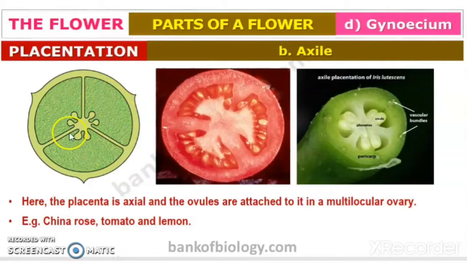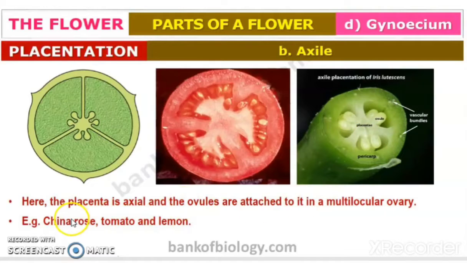So here the placenta is axial, which means it is in the central portion, and the ovules are attached to it in a multilocular ovary, right? You can see in this picture, children, this is the placenta, this is the axis portion, and it is from this axis portion that the ovules are attached. And how are they attached? They are found in a multilocular fashion. Locular is the chamber, multi means there will be many chambers in the inner portion, right? So you can see 3 of them, right?